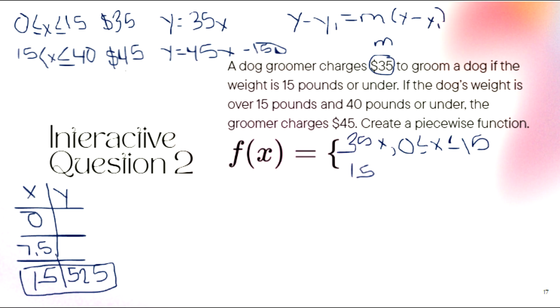Simply look. Oh, no, no, no, no. We need our formula. Watch me. It's 45x minus 150, comma, and then we have 15 less than x less than or equal to 40.